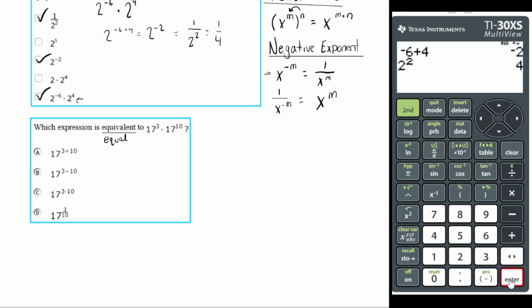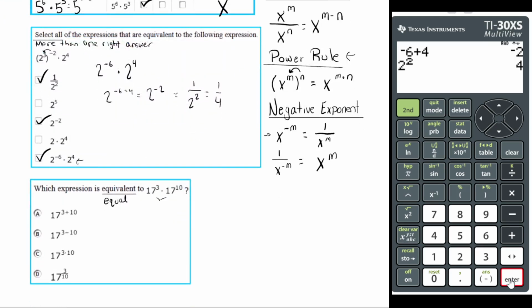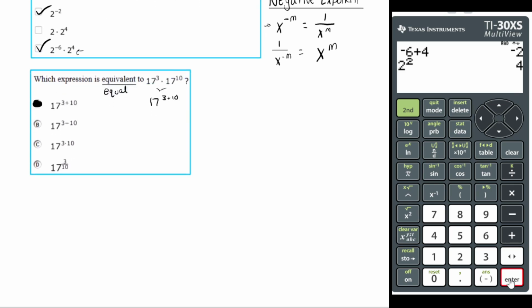So this is product rule. So we know what product rule is. Product rule, we have x to the m times x to the n is x to the m plus n. We're going to add our exponents. So that would just be 17 to the 3 plus 10. We check and see if that's any of our answers. Oh, wow, look at that. What do you know? It's A. Done. Okay.